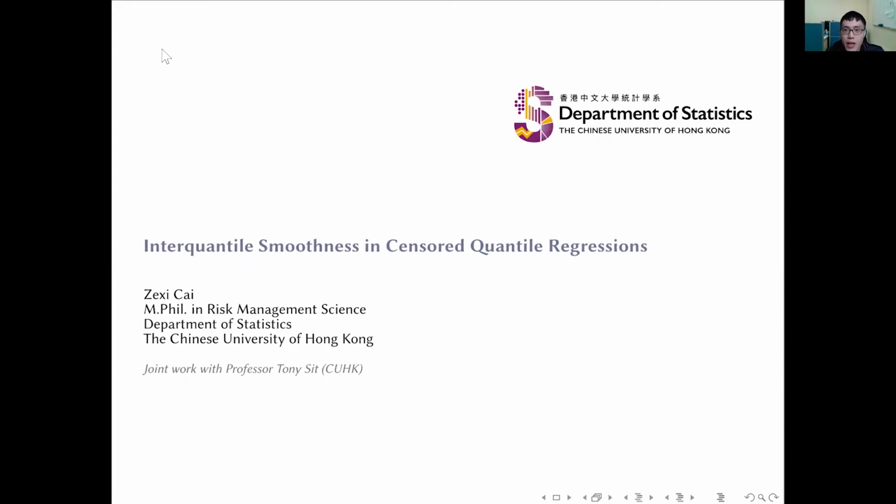My topic is about interquantile smoothness in censored quantile regressions. This is a joint work with my supervisor, Professor Tony Sitt.